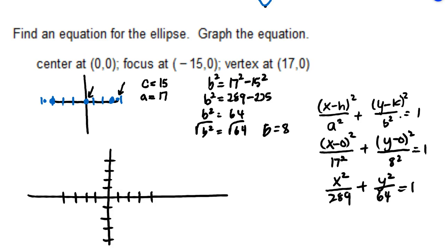And we have our center at 0, 0. From the center, we'll go left and right 17. So 5, 10, 15, 17 would be about right here. That's actually negative 17. And then for our minor axis vertices, we want to go 8. So 5 and 8 would be somewhere in between there. And then we can sketch out the ellipse from there.